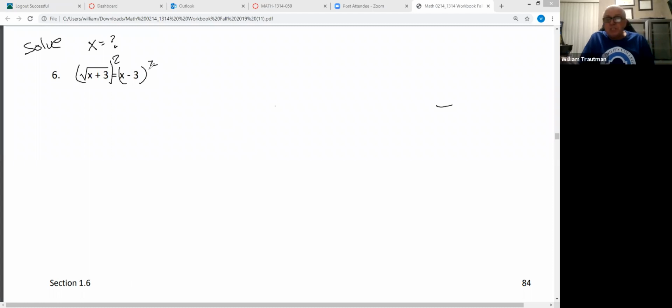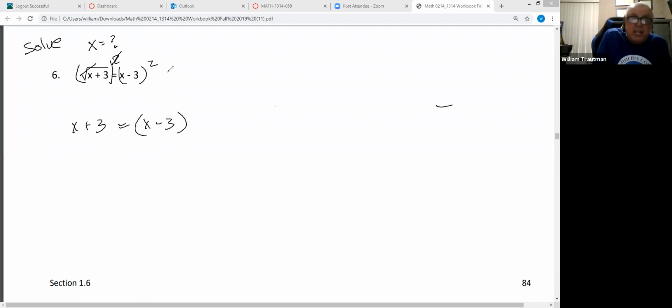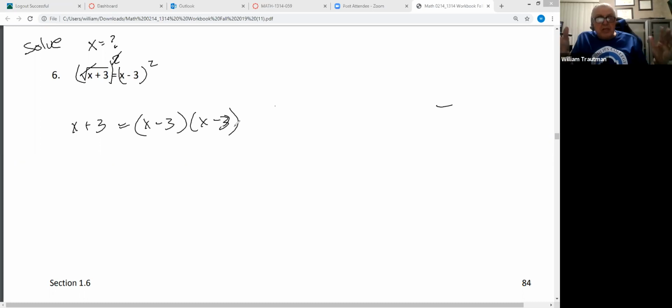We square both sides. When you square, square root and square cancel each other out, and I'm left with x plus 3 equals x minus 3. By the way, x minus 3 squared really means x minus 3 times x minus 3. You have to write it twice, okay? So that's what we end up with. We square both sides. Now the square root symbol is gone.